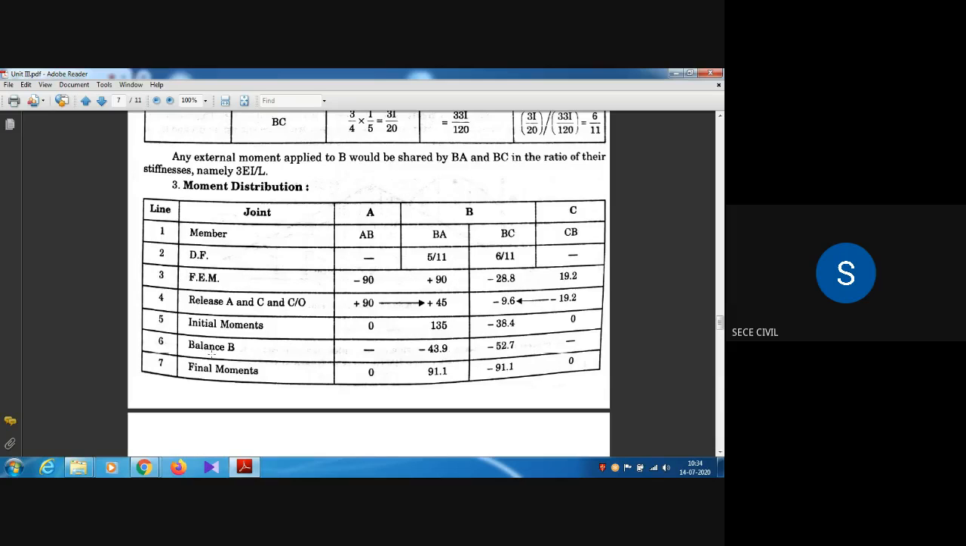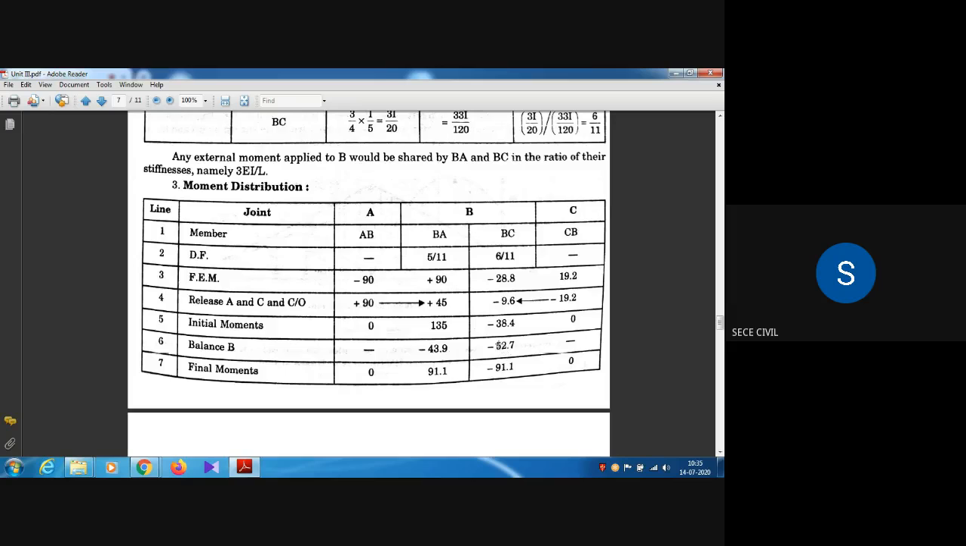So the next step is balance. We are making that particular joint balanced. Now joint B is not a balanced one, so we are balancing joint B. Balance B is nothing but balancing joint B. So in member BA, we are applying a moment of minus 43.9. All clear how this value came? Vignesh, Santosh? Yes, sir. Minus 43.9. Okay.